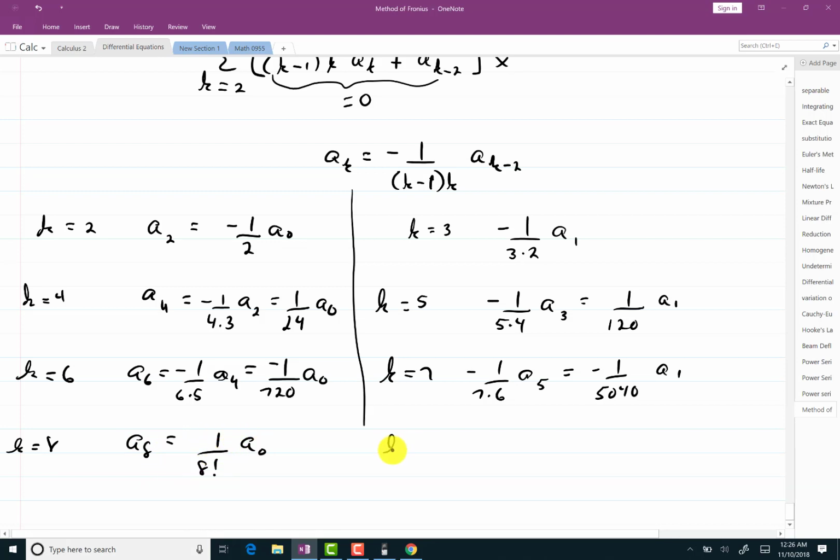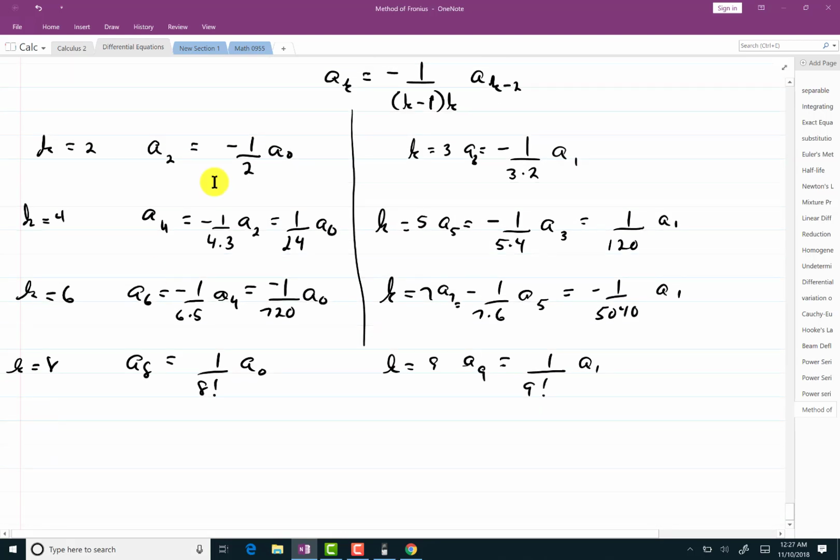And then when k equals 9, I will get, well, I meant this was a sub 3, a sub 5, a sub 7, a sub 9. That will end up equaling 1 over 9 factorial a sub 1. So I probably should have been cognizant. Here's the one time when I decided not to try to figure out a pattern, and here a pattern actually emerges. So anyways, take a look at this.